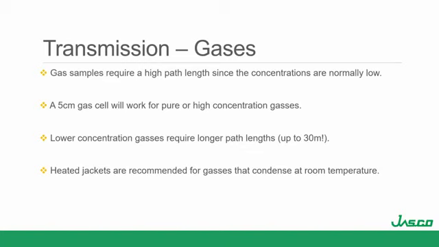I always recommend getting a heated jacket, especially if the gas is coming from a process or from some outside sample that you're creating. You need a heated jacket so that the gas doesn't condense on the side of the cell, because if it's condensed on the side of the cell, you're not going to be able to see it with IR.